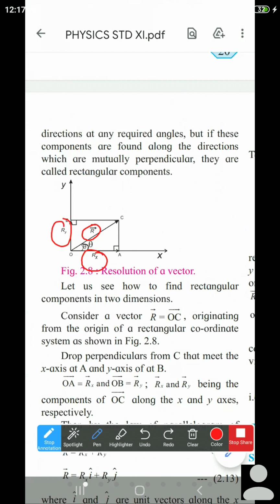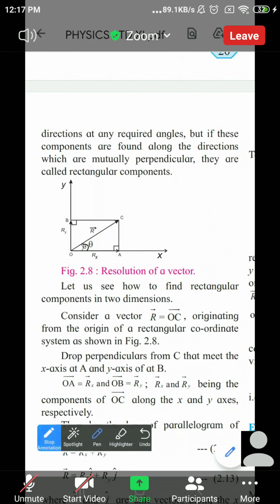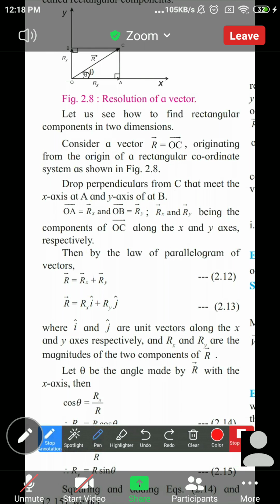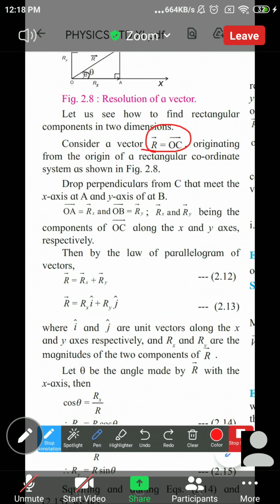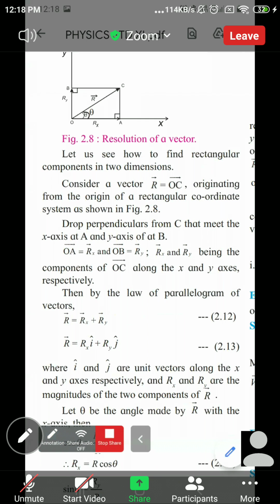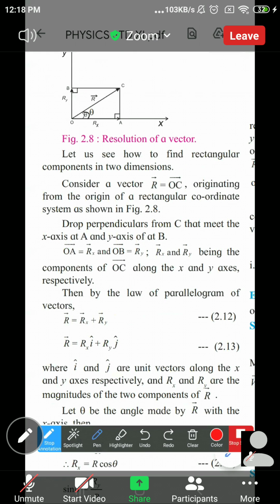Okay, see how we can find the components. Consider a vector r bar equal to OC bar originating from the origin of a rectangular coordinate system. यहाँ से वो start होता है vector, and here a rectangular coordinate system is given. Now we have to find the components of r bar, that is rx and ry.